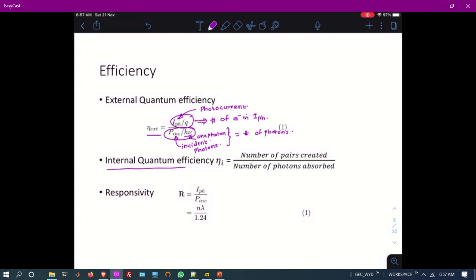So there is also an internal quantum efficiency, eta I, which is actually the ratio of the number of electron-hole pairs created to the number of photons absorbed. Again, ideally internal quantum efficiency should be 1, but not all photons absorbed will create electron-hole pairs. And there is responsivity, which is basically, instead of taking the ratio of the number of electrons to the number of photons, we take the ratio of the current generated to the incident power, and this can in general be given as eta lambda by 1.24.